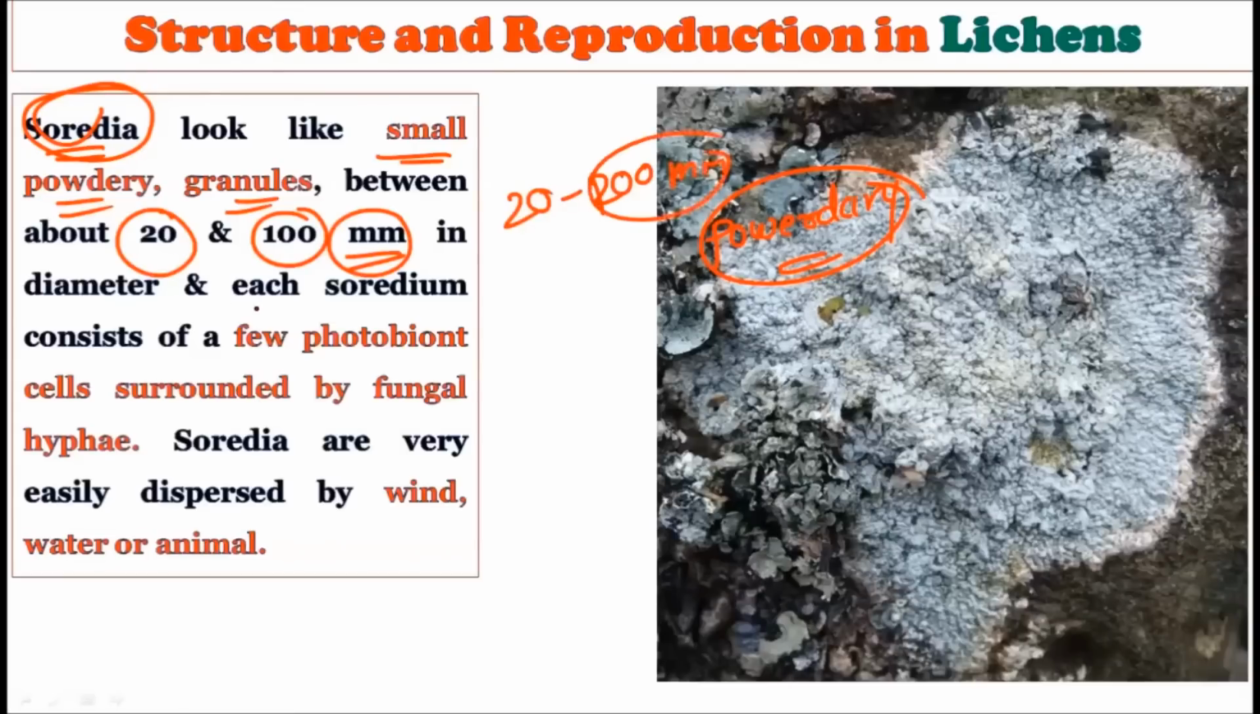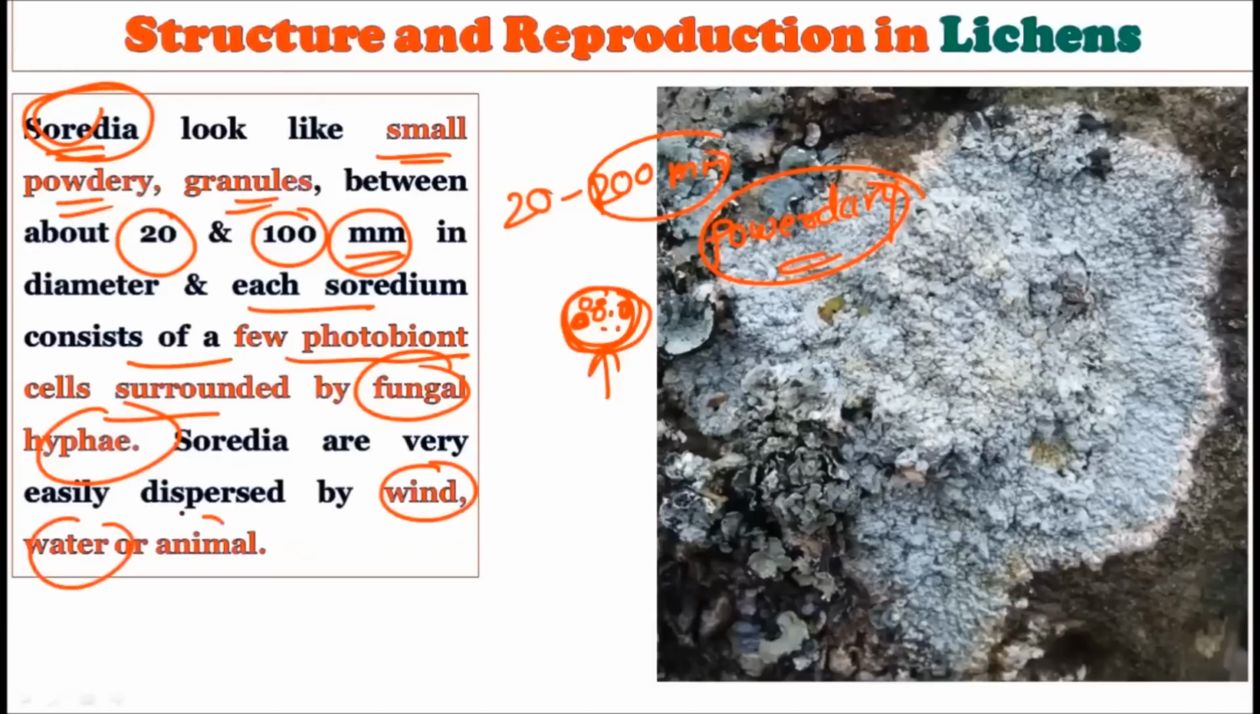Now see, each soredium consists of a few photobiont cells surrounded by fungal cells. So these powdery granules, which are called soredia, contain the fungal cell as well as the algal cell. Fungal cells and algal cells are there, so the complete lichen is there, and these soredia are easily dispersed by wind, water, or animals again. So the abiotic or biotic factor plays a very important role in transporting these asexual structures from one place to another, and if they find a suitable habitat again, these soredia can grow into new thalli.